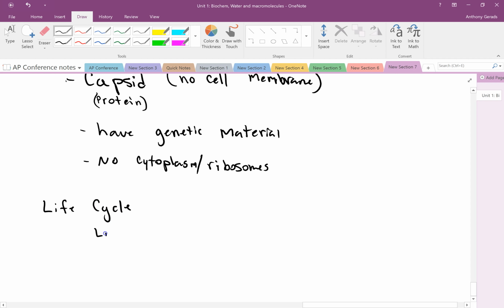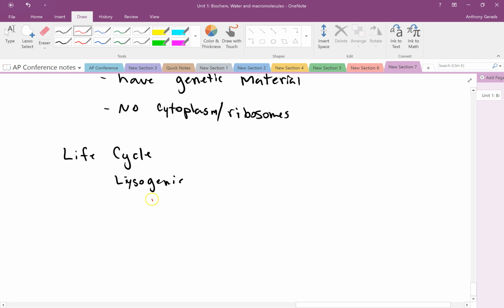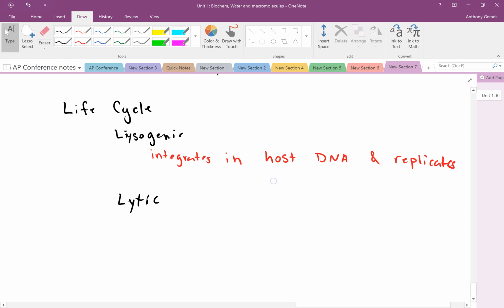There's lysogenic. And in lysogenic, it integrates into host DNA and replicates. Lytic: it assembles and breaks out.